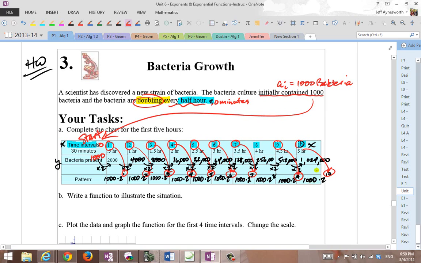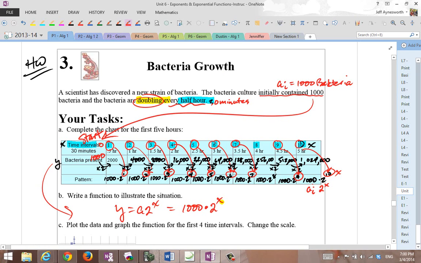All right, and we already know that a sub i is the initial amount, so this is the initial amount right here, base 2, because we're doubling here. It's a growth function, and this is the time interval, which we're going to call x in a minute. So this is going to be a times 2 to the x power. So I already know that the y, which stands for the number of bacteria, is going to be equal to a, the initial amount, times 2 to the x power, or in general, 1,000 times 2 to the x power.